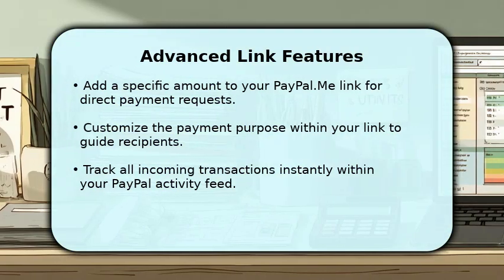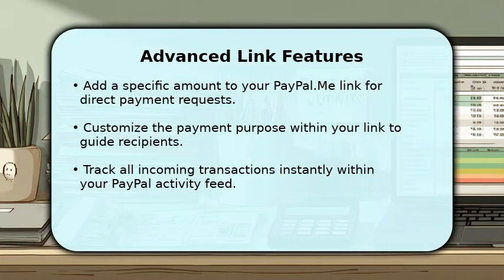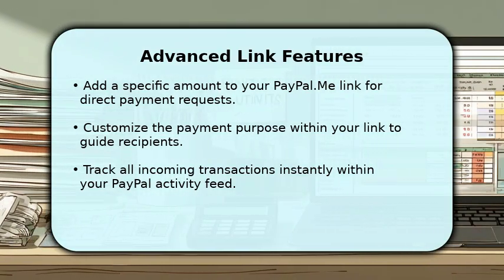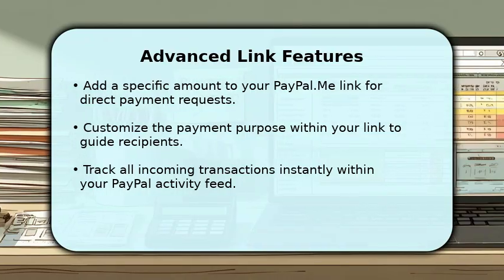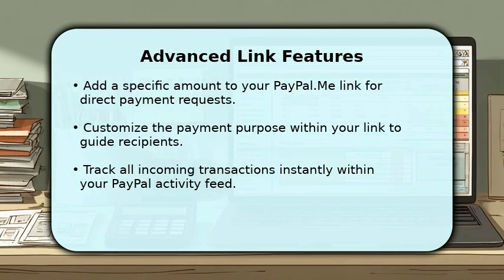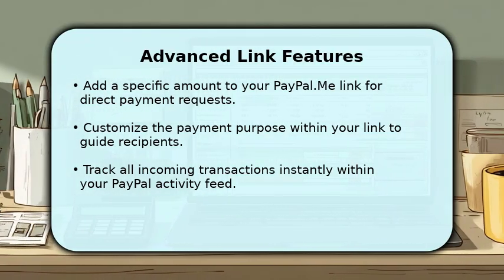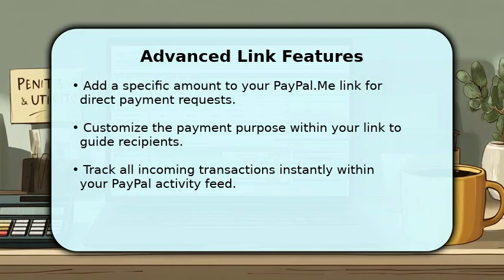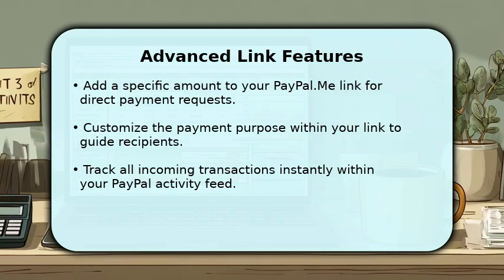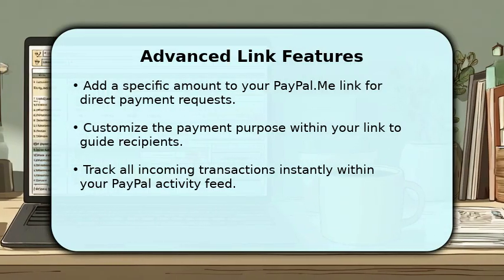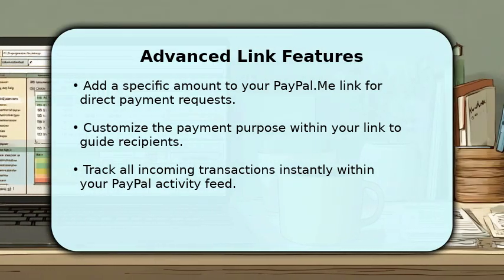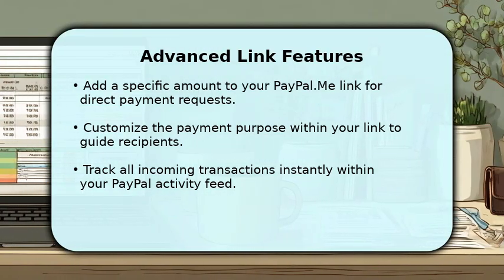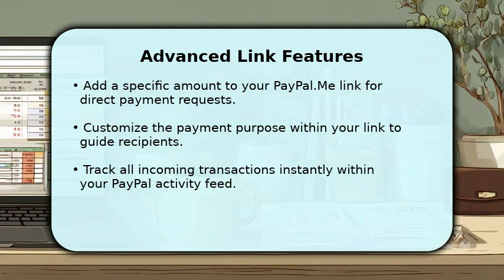For even greater convenience, you can add a specific amount directly to your PayPal.Me link. This allows you to request an exact sum, for instance, by adding /500 to the end of your link, which is especially useful for specific invoices. You can also customize the payment purpose, guiding your recipients on what the payment is for. This functionality significantly streamlines the entire payment process, making it incredibly efficient for both you and the person sending the funds.